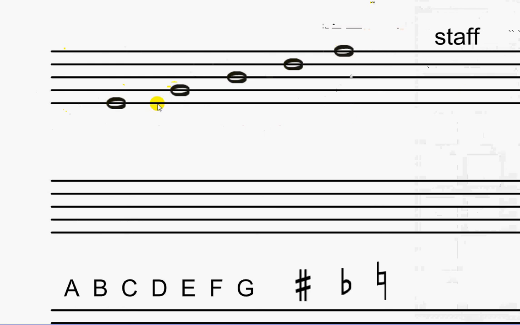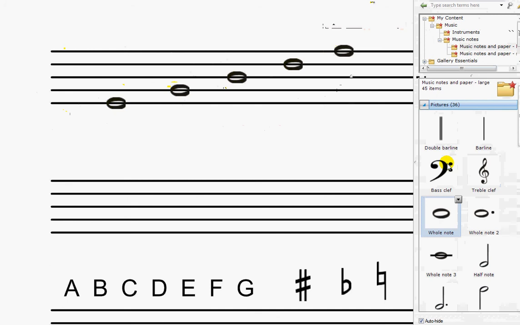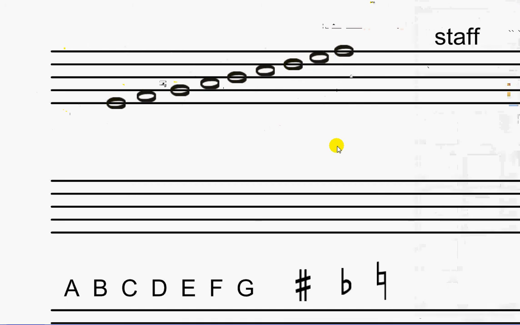The other thing we can do is put notes in between the lines, and that would give us 4 more places. So we're going to put a note here, here, here, and here. So we have 9 different places we can put notes.